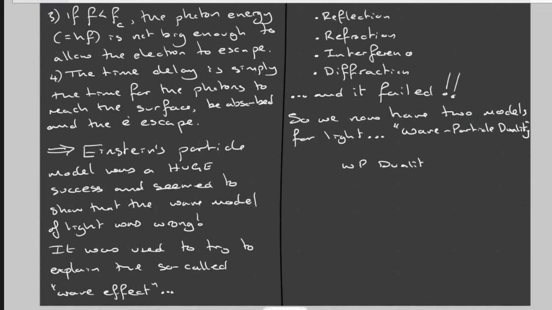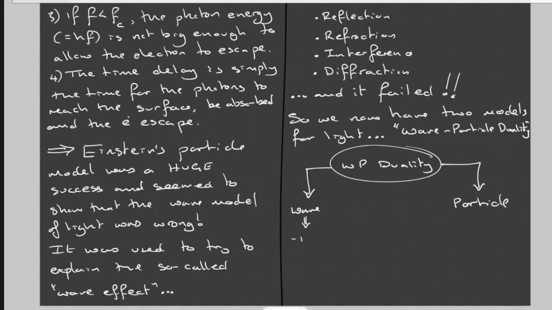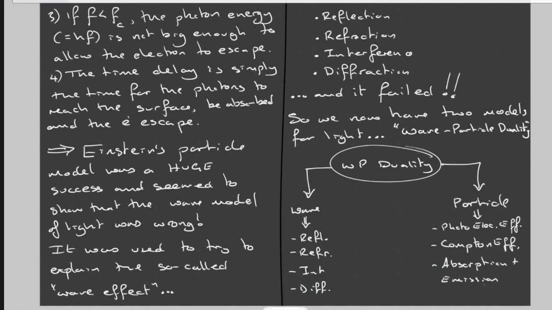And we are effectively still left with this idea now. We have the wave model and we have the particle model. And the wave model is obviously for things like reflection, refraction, interference, and diffraction. And the particle model is used for things like photoelectric effect, or the Compton effect, and absorption and emission spectra.